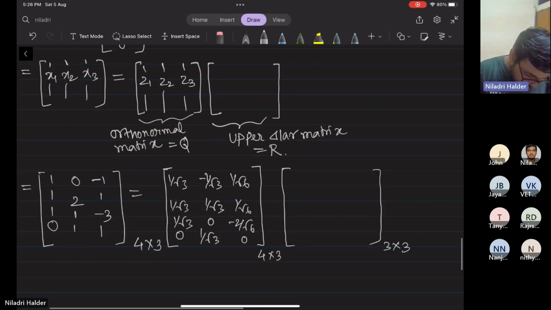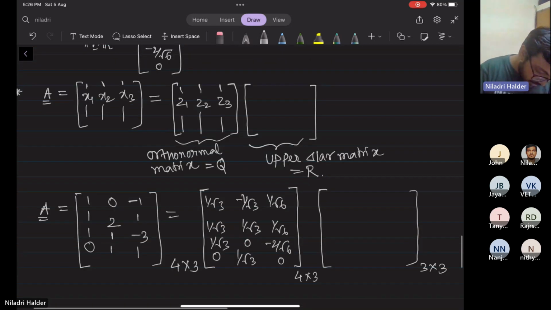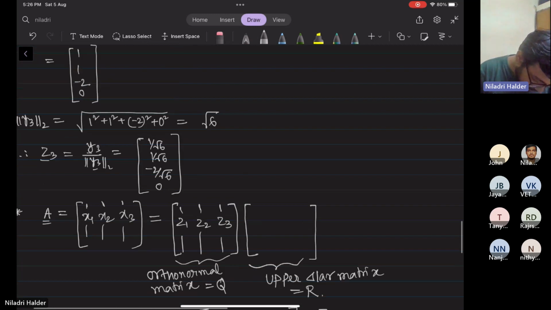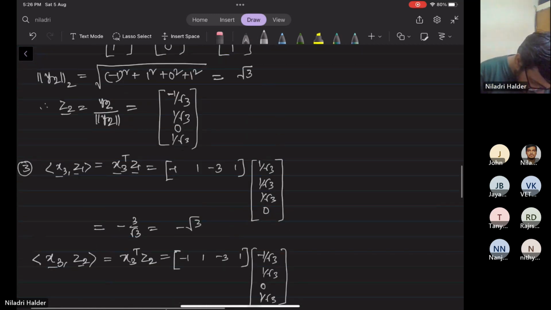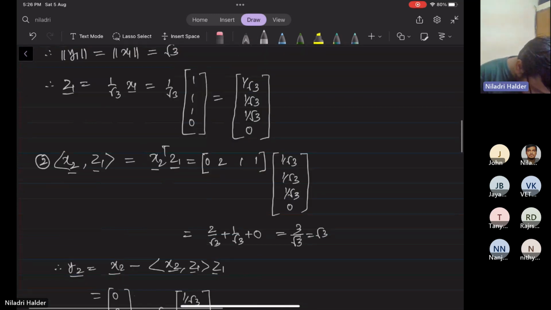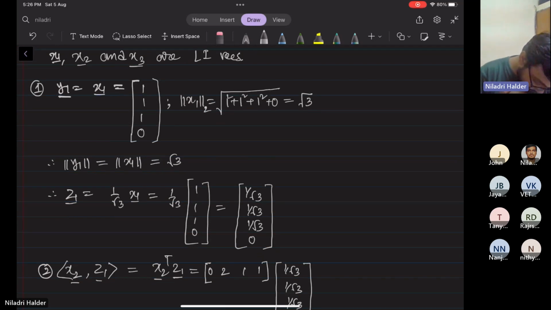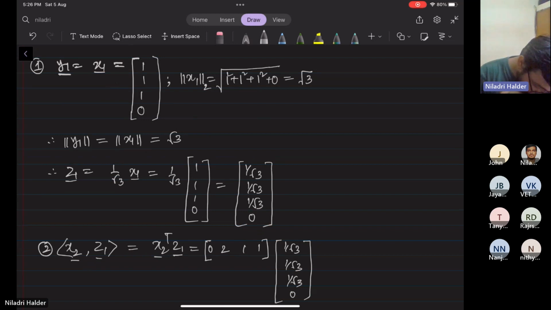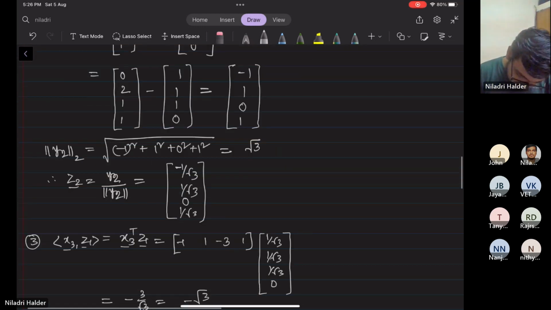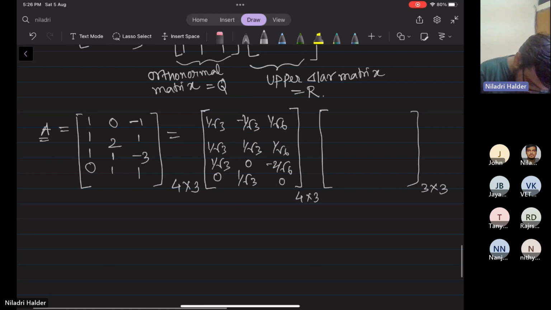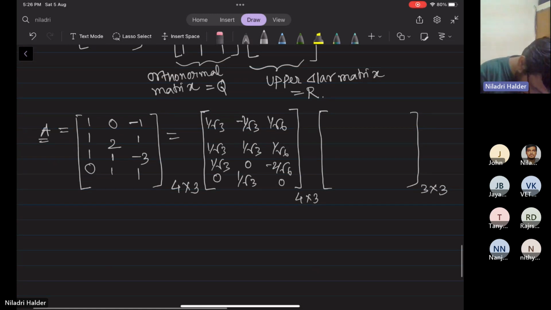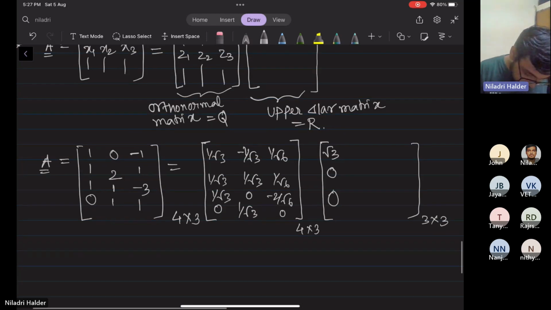So what should it be? The first vector is x1, and x1 equals y1, so x1 equals root 3 z1. So here we can write down x1. The first vector is x1, which is root 3 times z1, and the others are zeros.